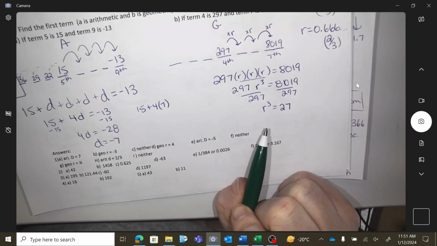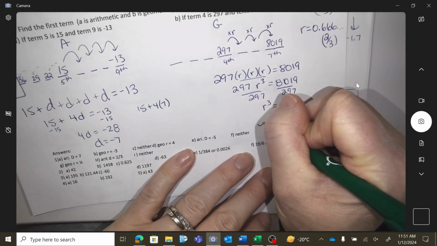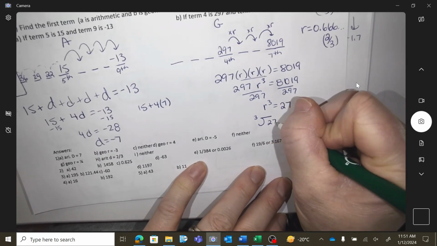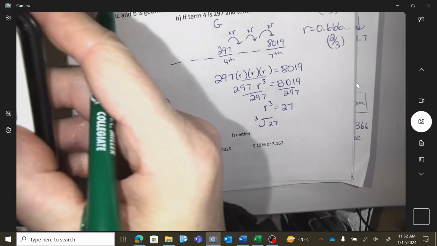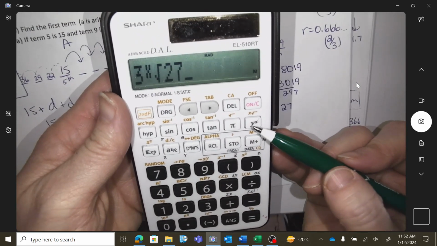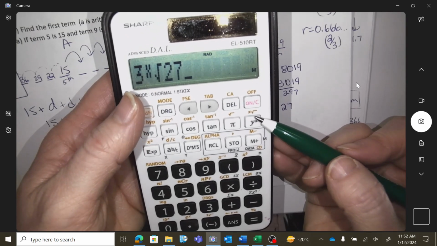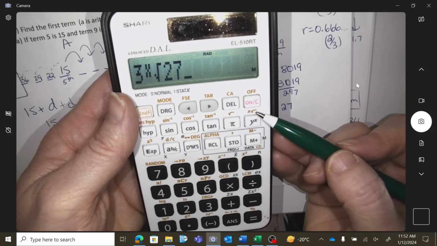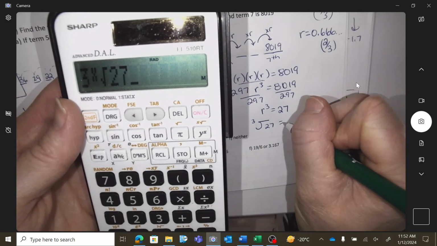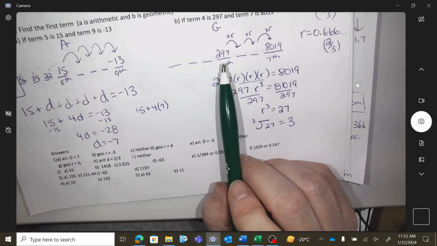How do you solve for r? How do you undo a cube? You do a cubic root. Okay, and I showed you how to do that button. If you push 3, any root, this button, 3 and then the any root, so you have to hit second shift. 3 any root 27 is 3. So you can check when you get that, you can say, did it work?